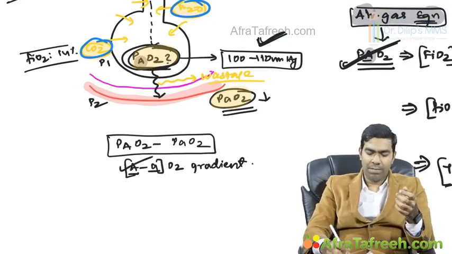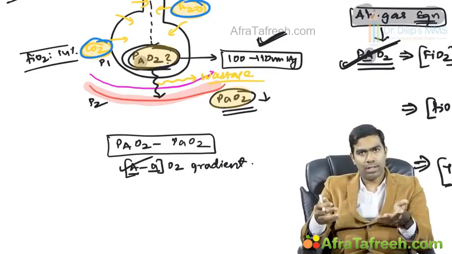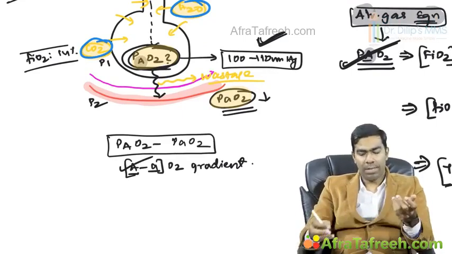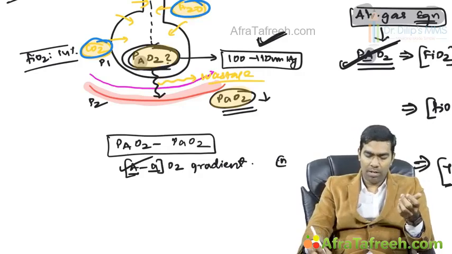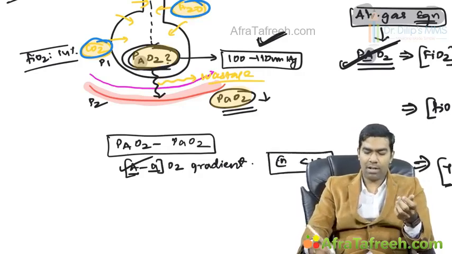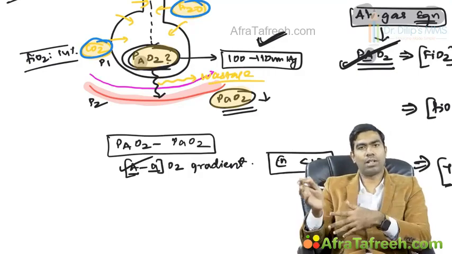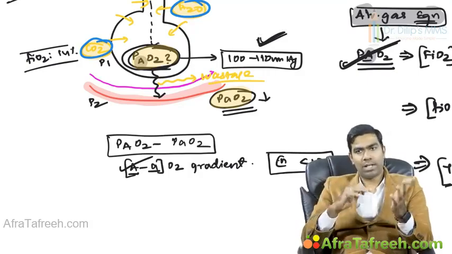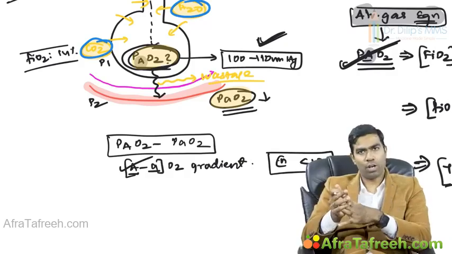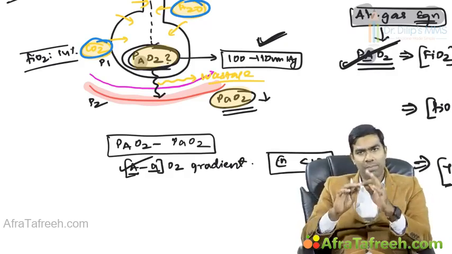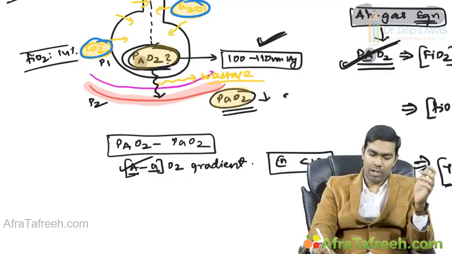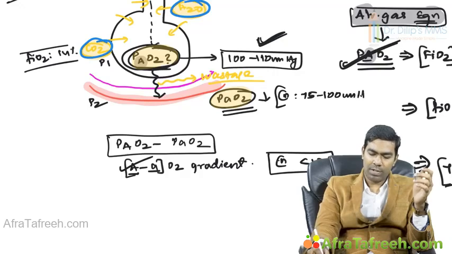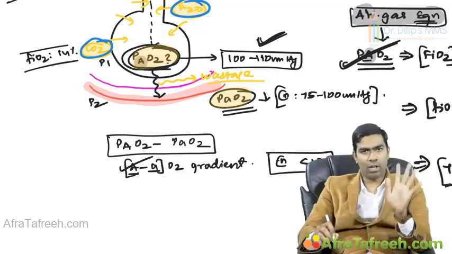So there is a limit of how much you can waste physiologically. Ideally, normal wastage should be less than 12, which means the alveolar arterial oxygen gradient must be less than 12, not more than that. For example, normal PaO2 is somewhere between 75 to 100 millimeters of mercury. That is the ideal normal PaO2.